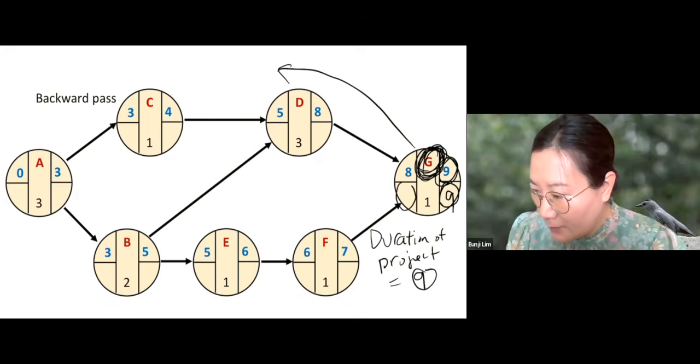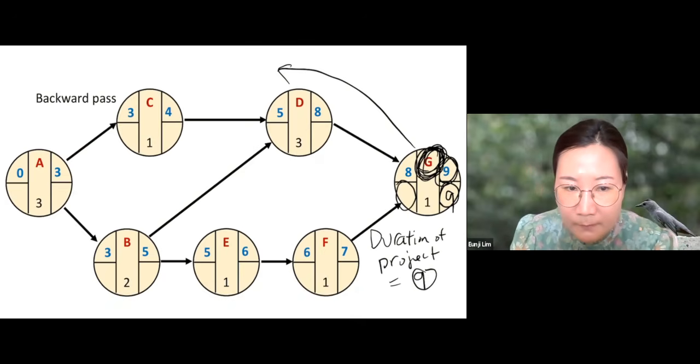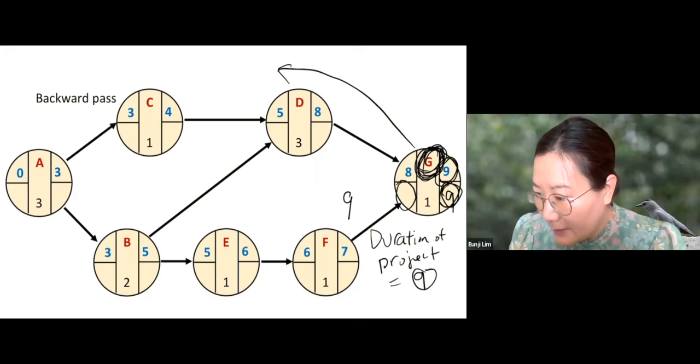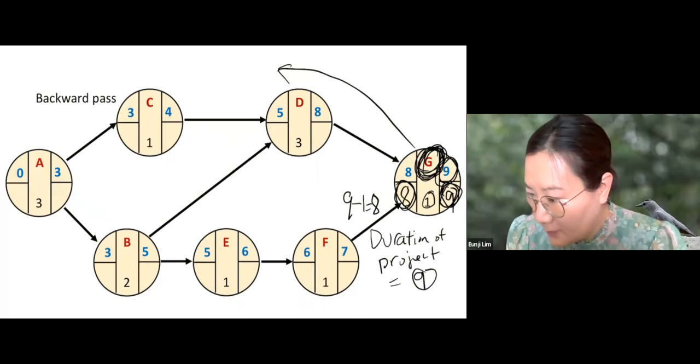Now let's go backward. What's the latest start time of G? Now we know we need to finish this by 9, and the duration is 1 month. So that means we need to start working on this 1 month before 9, so which is 8. Okay.